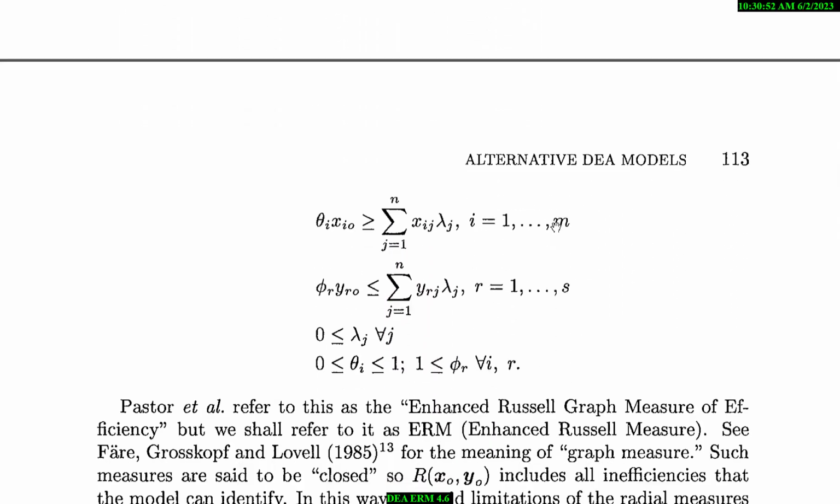The constraints, as you see here, of course, for the constant return to scale assumption, note that we don't want to increase any input, so theta i is less than or equal to 1, and of course bigger than or equal to 0. And since we don't want to decrease any output, we should have also phi r bigger than or equal to 1.